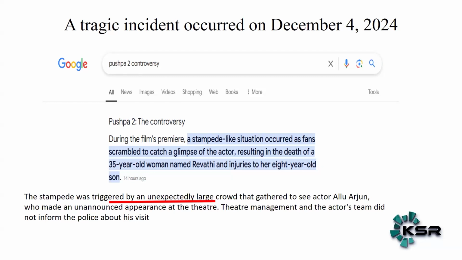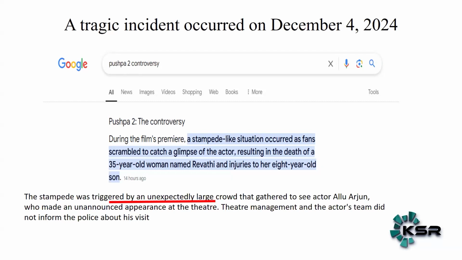Any number? What do you see? How many of them have gathered near the theater? Any guess? No, more than sufficient. They will not take any permission without gathering a big crowd. That's why I filed a case. It was not managed properly. The crowd was not managed properly.